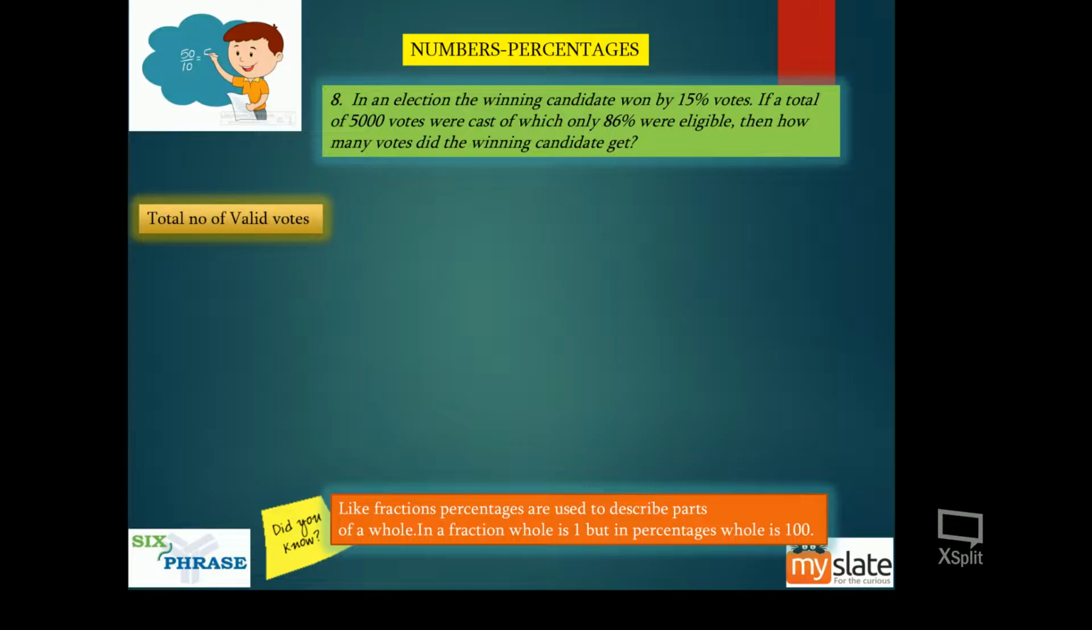So you guys very well know, in election problems there are only two stakeholders, at least according to our problems. It is only two, a winner and the loser. Only they have stakes in the election. Others don't have any part in the election. Now you have to understand this well. In an election the winning candidate won by 15 percentage votes.